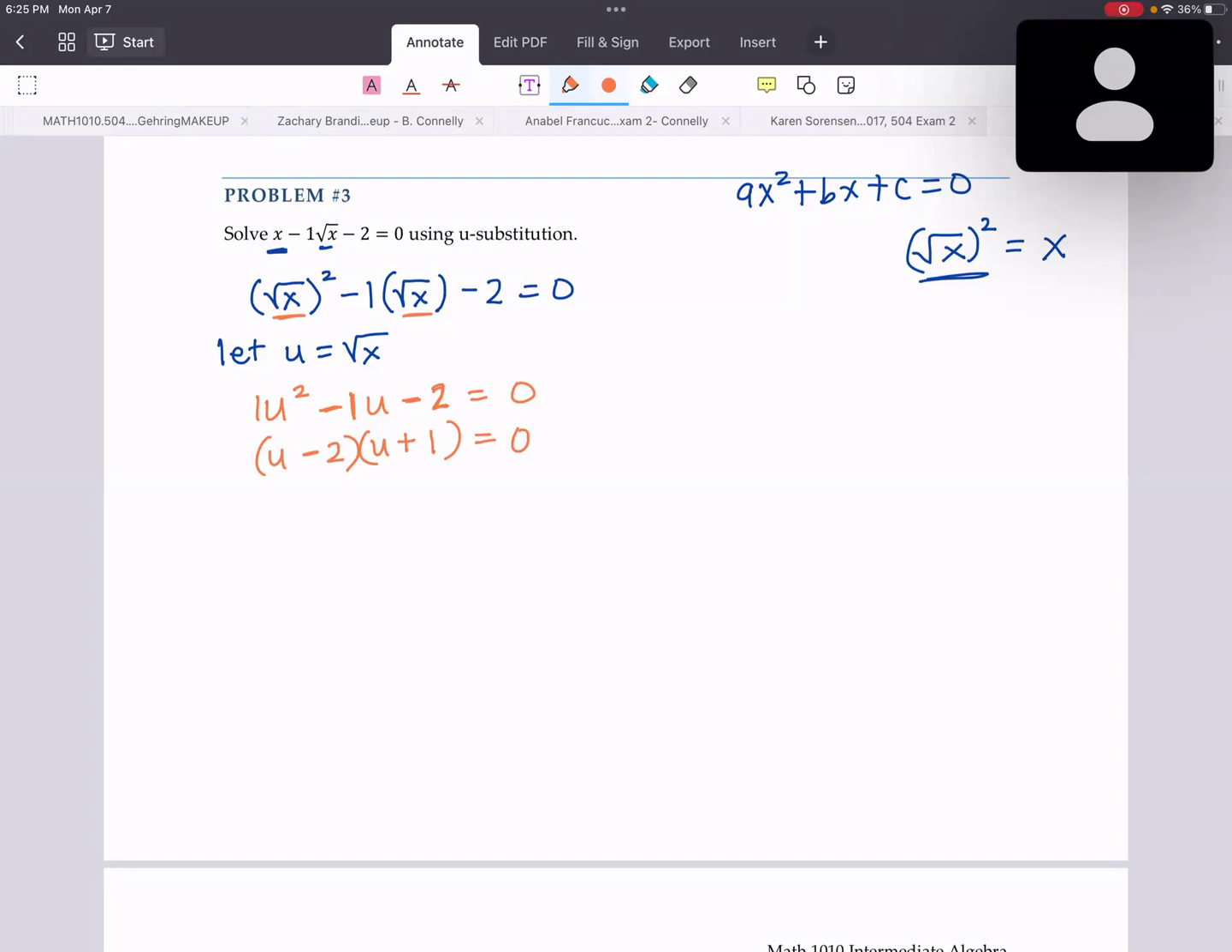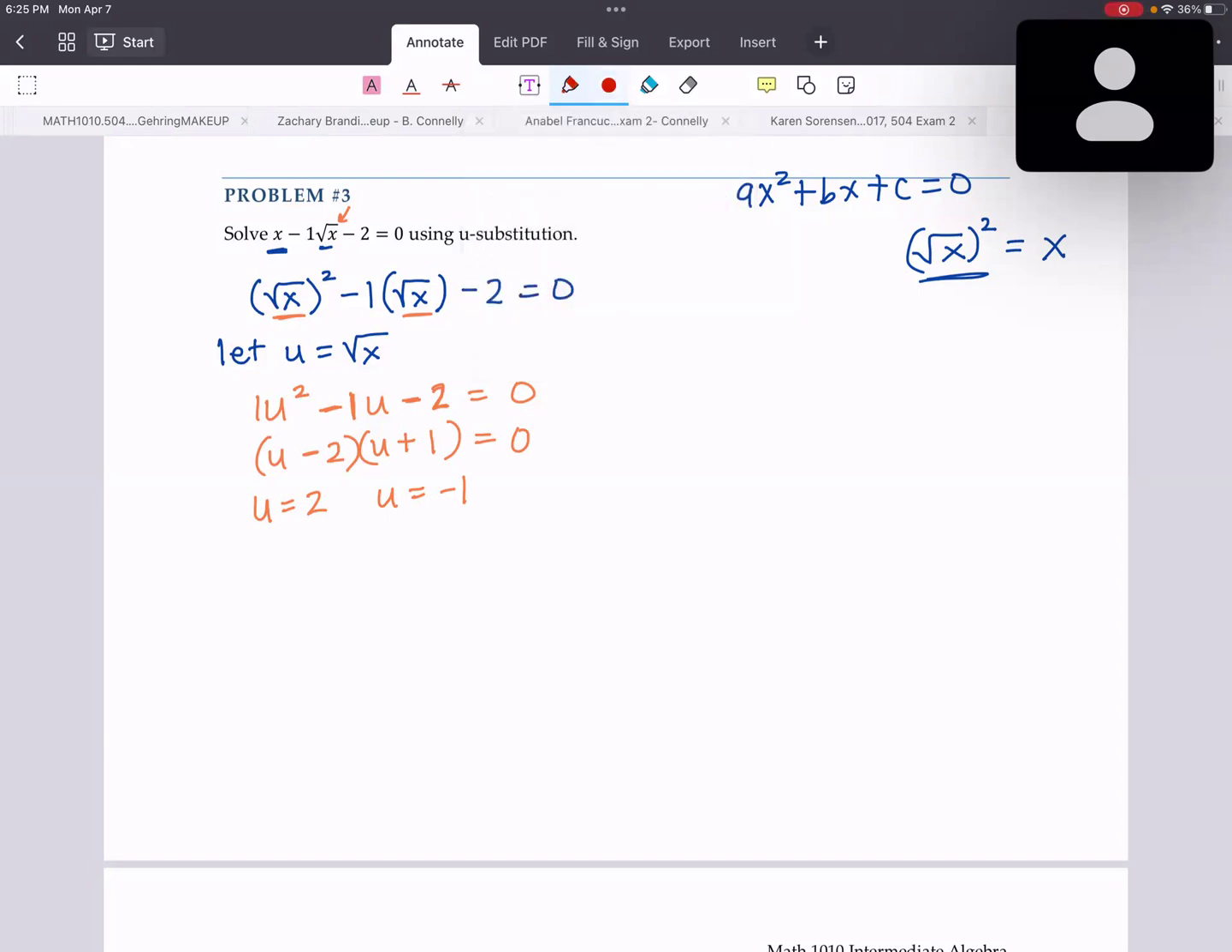And again, when we set those equal to 0 and solve, we get u equals 2 and u equals negative 1. But remember, I'm not done yet. I was trying to solve for x, but right now I have what u is. So now I've got to put this back in.